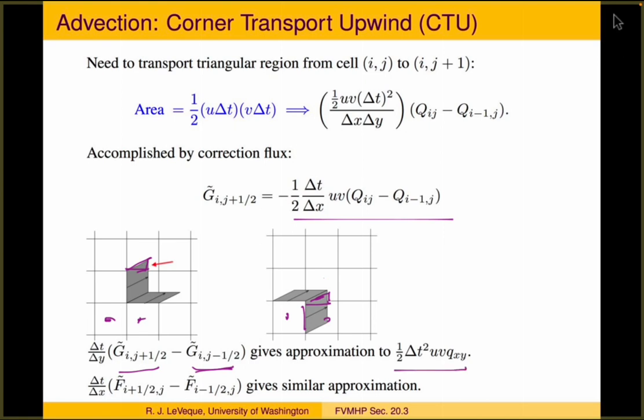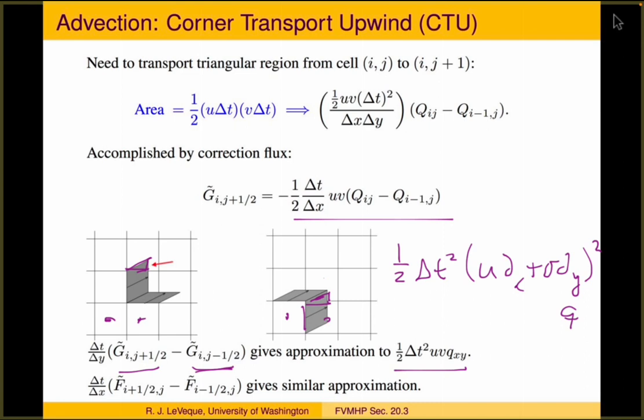of the cell, multiplying by delta t and dividing by delta y in the flux differencing formula, sees that we're really getting an approximation to exactly this cross derivative term, 1/2 delta t squared u times v times the cross derivative qxy. And remember, this was one of the terms that comes into the Taylor series expansion for the solution at time delta t later. We had 1/2 delta t squared times (u dx plus v dy) squared times q comes into the Taylor series.